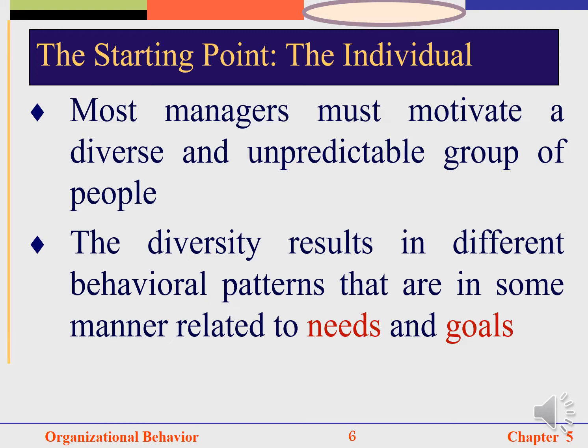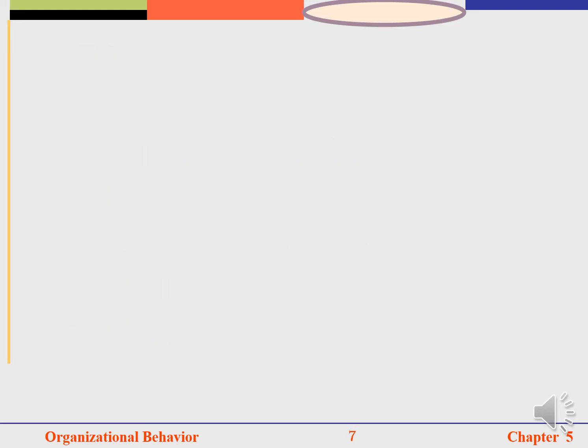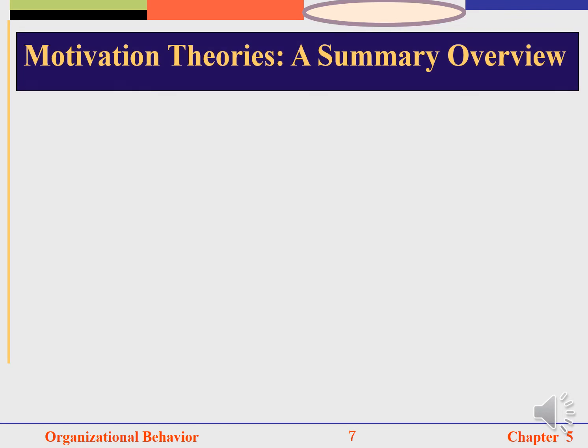Based on the understanding of people's needs and goals, managers should decide how to motivate each one, and we have here many theories that explain the motivational process, and the managers should have an implicit theory when they deal with people, when they try to motivate people based on the understanding of the theories. And we'll start here with an overview of the motivation theories.